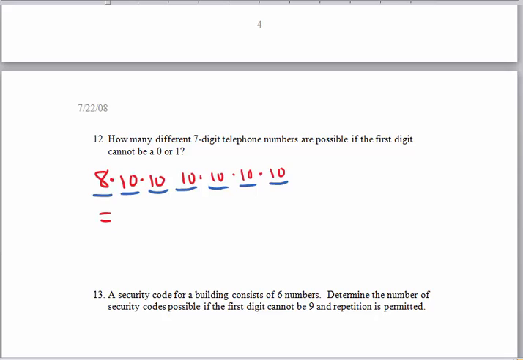So I have 6 tens, which would be 1 million, and then I would multiply that by 8, so I would get 8 million. Right? There'd be 8 million possible 7-digit phone numbers when the first digit can't be a 0 or a 1.